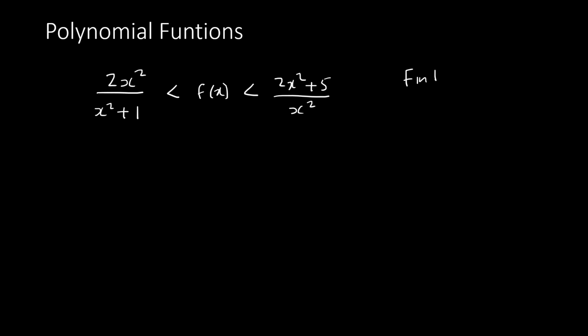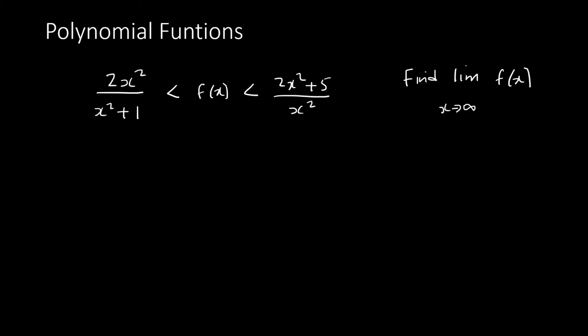Okay, let me pick any function. Let's say I have a function of 2x squared. This is from the study guide. Okay, I made a mistake. It's just 2x squared over x squared plus 1, and they're saying it's less than f of x less than 2x squared plus 5 over x squared. The question here, they say find the limit as x approaches infinity of f of x.